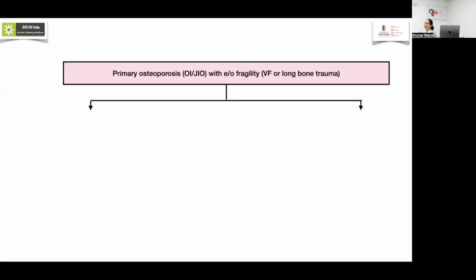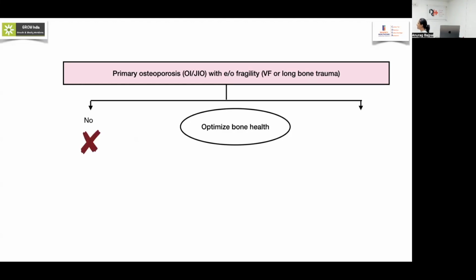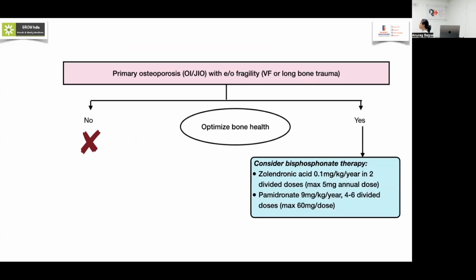Just a low bone mineral density will not validate starting therapy. If this is not the condition, you optimize bone health by measures as Sir said: increased protein in the diet, calcium, vitamin D supplementation, and weight-bearing exercises, but you don't give bisphosphonate therapy here. And if primary osteoporosis is present, then along with optimization of bone health, you consider bisphosphonate therapy.